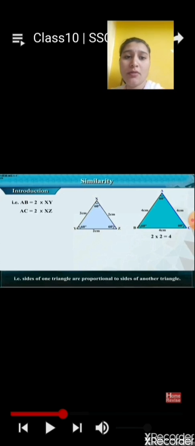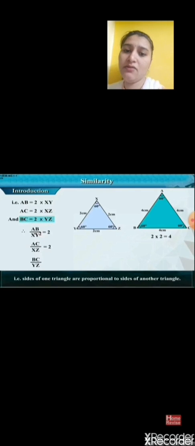BC, when I am talking about, it will be twice of YZ. Now let me write this in a ratio form, that is AB upon XY is equal to 2, AC upon XZ equal to 2, BC upon YZ is equal to 2. I can say all my right hand sides are equal to 2.